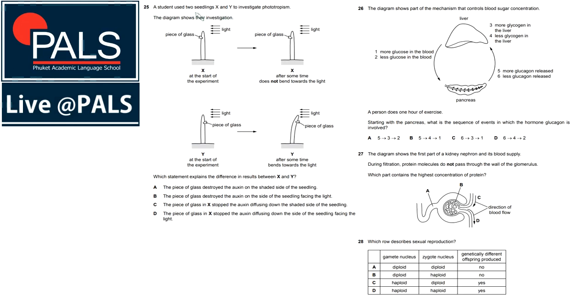Question 25. A student used two seedlings, X and Y, to investigate phototropism. The diagram shows their investigation. So this one looks a bit tricky. Let's see. Which statement explains the difference in the results between X and Y?